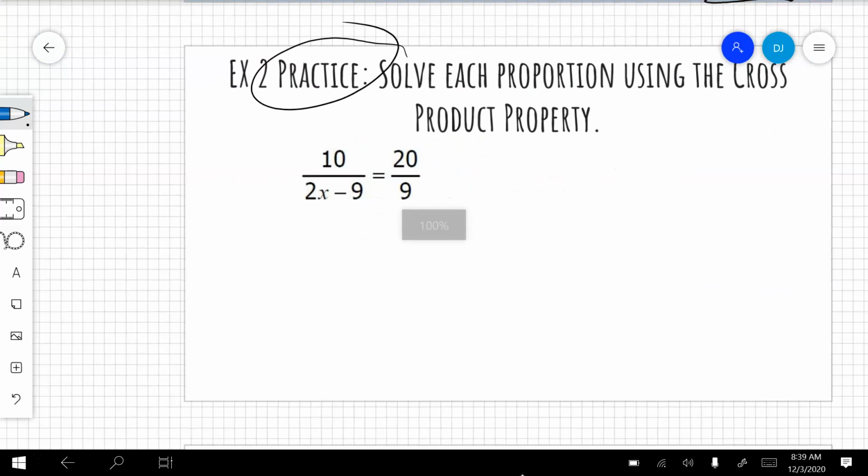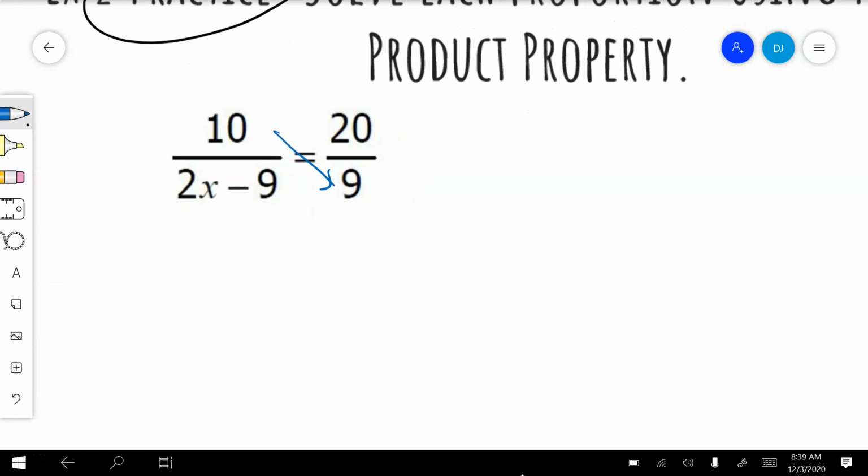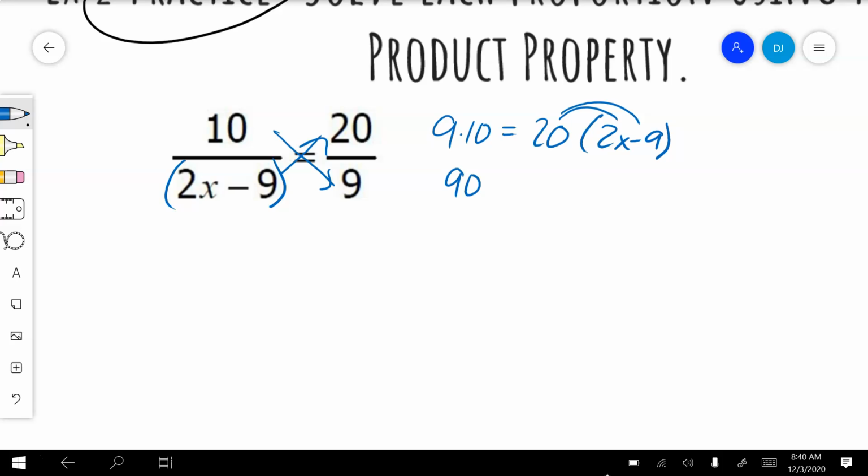Number 2, oh my goodness, so many things happening. Okay, so we're going to cross multiply. We're going to end up with 9 times 10 or 10 times 9, same difference. And then on this side, remember, if we have 2 terms, we need to go ahead and group those. So that would end up being 20 times 2x minus 9. All right, and we're going to go ahead and distribute that 20 to both terms. We're left with 40x minus 180, okay, equals 90.